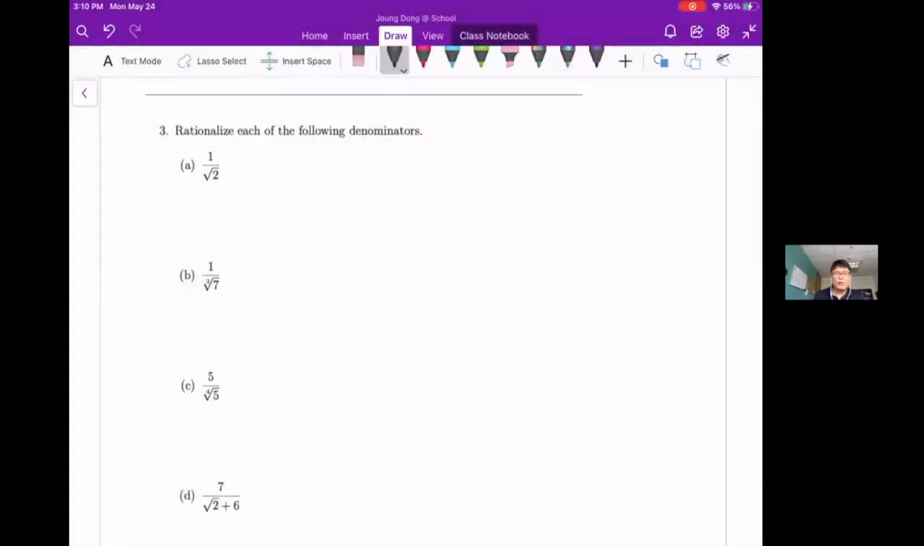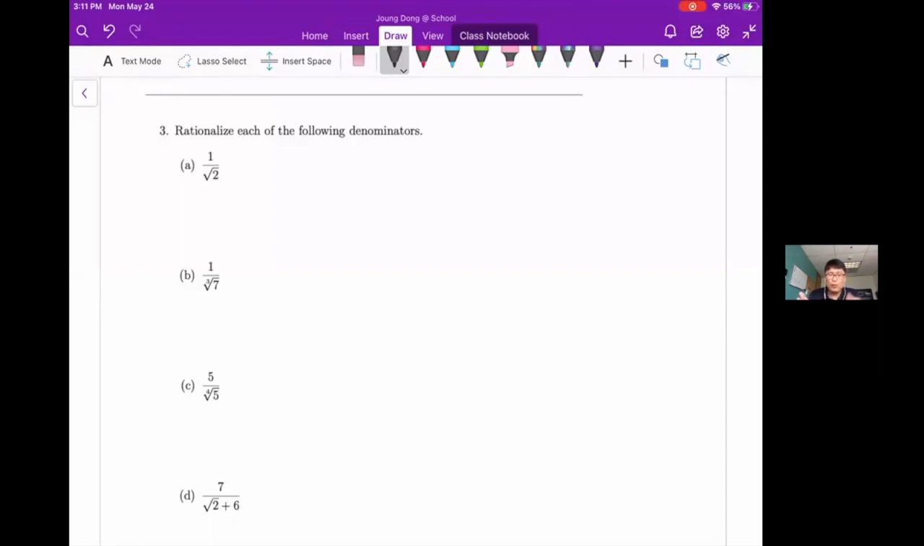Okay, let's talk about number 3. We're going to try to rationalize the denominator, which means mathematicians don't put a radical on the denominator. So we're going to make a non-radical form in the denominator, which is a rationalized denominator. To do so, it is simple.